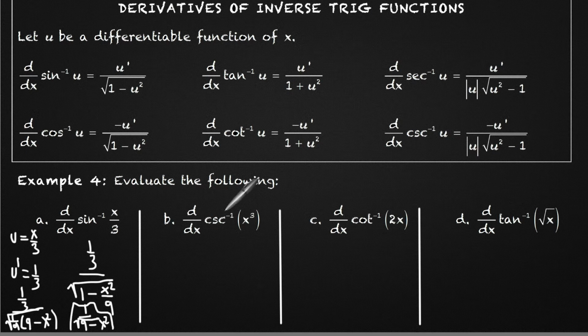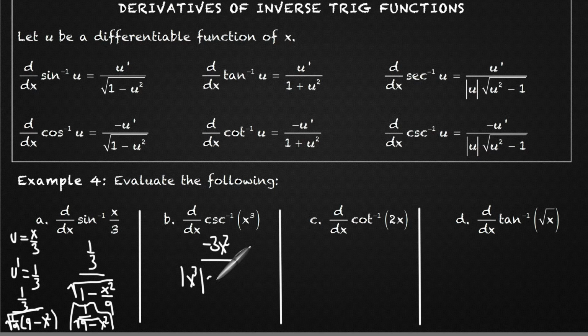This one's much easier, much shorter. The derivative of inverse cosecant of x cubed. And once again, we have negative u prime. Our u is x cubed, so negative u prime is simply going to be negative 3x squared over the absolute value of u. U is x cubed.